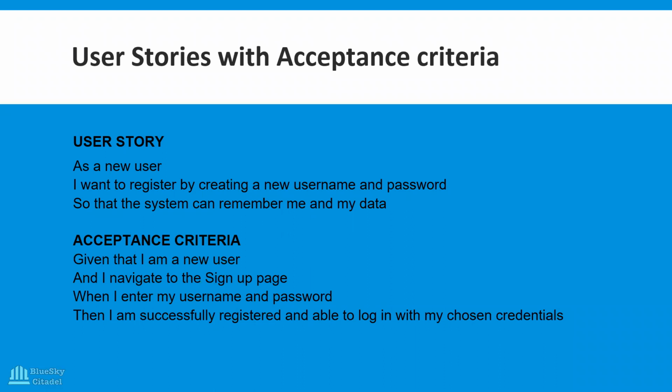And I navigate to the sign up page. When I enter my username and password, then I am successfully registered and able to log in with my chosen credential. Can you see how, if you're able to tick all these boxes, then you know that the user story is complete? Do we have questions? Do we have questions?